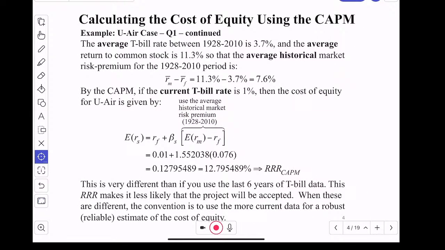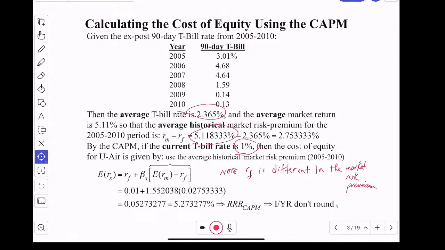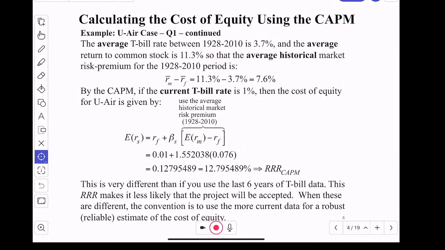What if I use more information? What if, rather than just looking at those 6 years, I go back to 1928 and use the long-term average historical market risk premium? In that case, I'm going to use the market return from that period, 3.7, to get the average historical market risk premium of 7.6. 7.6 is more than 2.75. If I do that, how does that change things? I end up with a required rate of return of 12%.